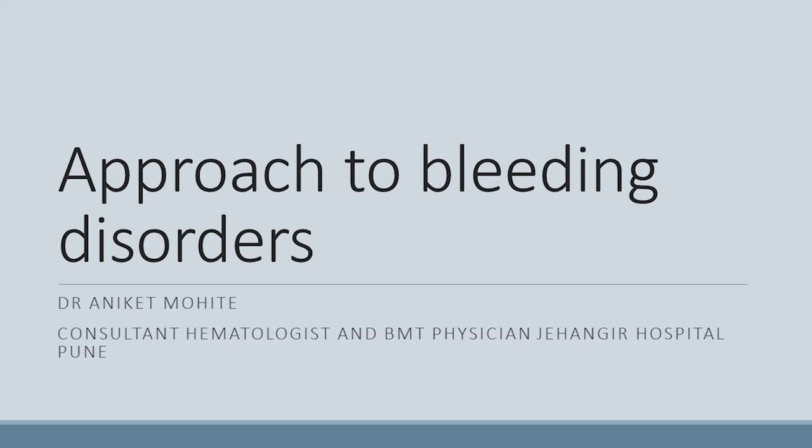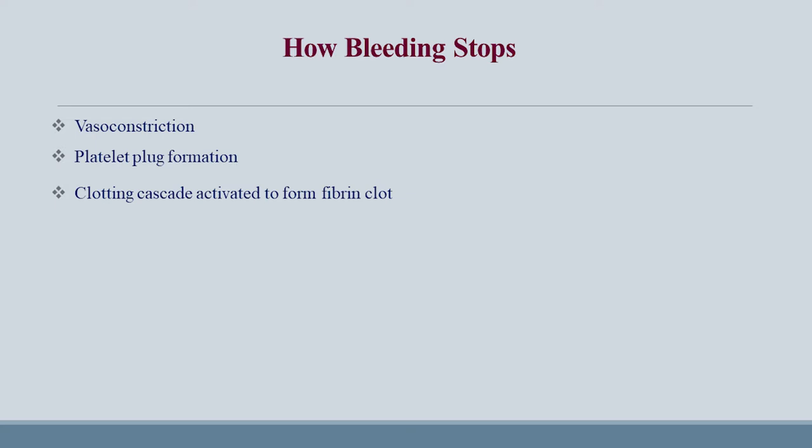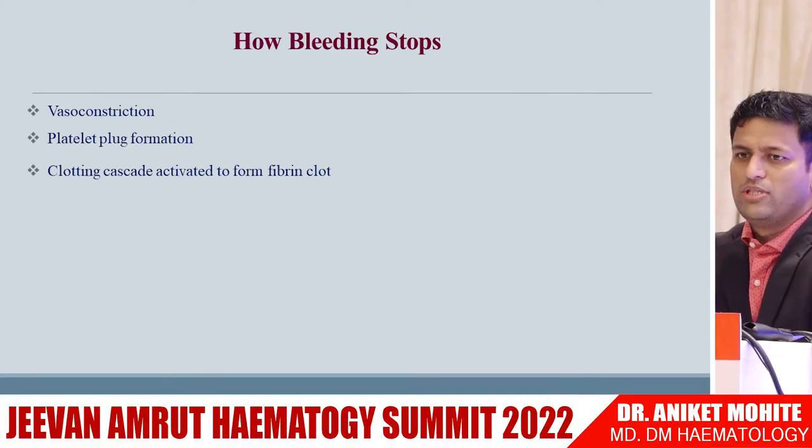Thank you, sir. So the talk which I have to deliver is approach to bleeding disorder. We all have seen a lot of patients who present with bleeding problems, which could be because of either low platelets or coagulopathies. So how does bleeding usually stop? The first phase is vasoconstriction, that is the vessel which have arterial or venous vasoconstriction or the capillary vasoconstriction, followed by a platelet plug formation, after which the coagulation cascade takes over and leads to a fibrin stable clot. So these are the three major steps.